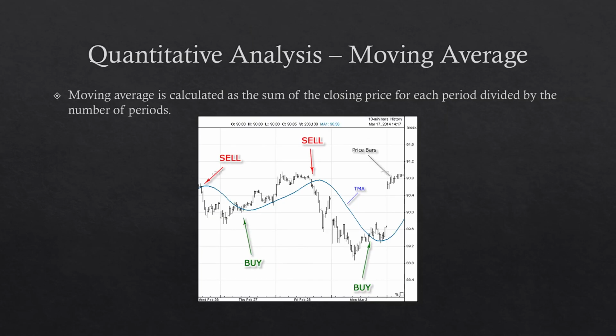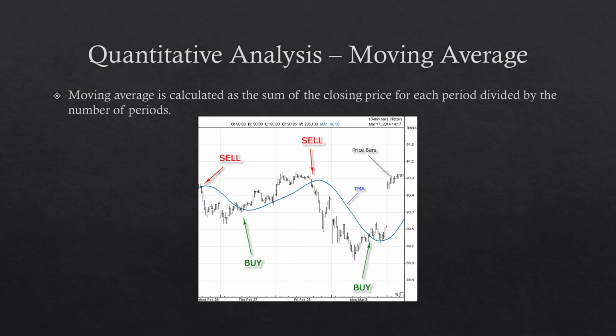And so lastly, I do want to talk about quantitative analysis, and specifically the moving average. This is a pretty big part of the chapter. It talked about buy and sell signals, and it used the moving average as a measure to determine these buy and sell signals. So first off, the moving average is calculated as the sum of the closing price for each period divided by the number of periods. Now, I do want to talk about the buy and sell signals.